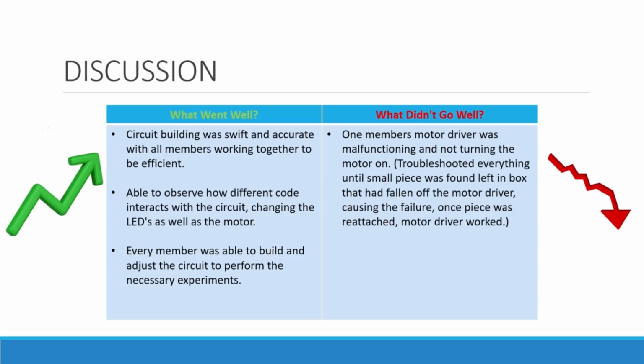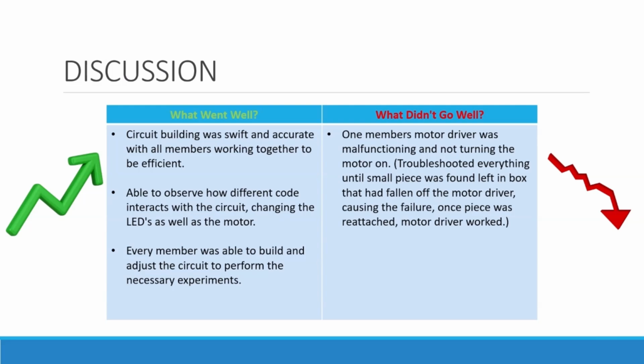This is Preston one last time to talk about the discussion. So what went well during this experiment was that the circuits were all built swiftly and accurately, and all of the members were able to work together to be more efficient during this experiment. We were all able to observe how the different code through the Arduino interacts with the circuits, and this changes the LEDs, making them turn on or off, as well as reversing or speeding up the motor. Every member was also able to build and adjust the circuit to perform the necessary experiments, as in everybody was able to complete the circuits for the experiments.